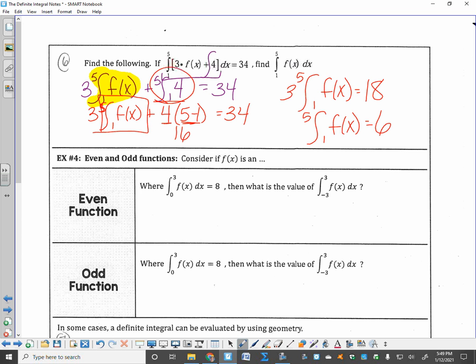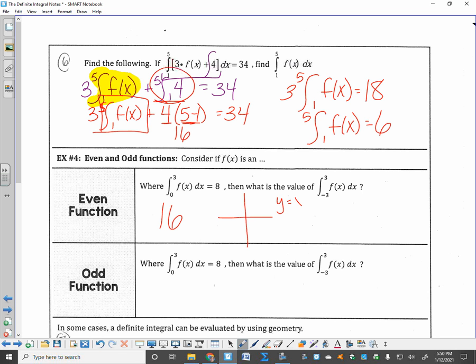Okay, so now let's talk even and odd functions. So if I was going from 0 to 3 of f of x dx and I get that it's 8 and it's an even function, now remember even function means that it is symmetrical on the y-axis. Then what is the value from -3 to 3? Well, the answer there would be 16. Here's why.